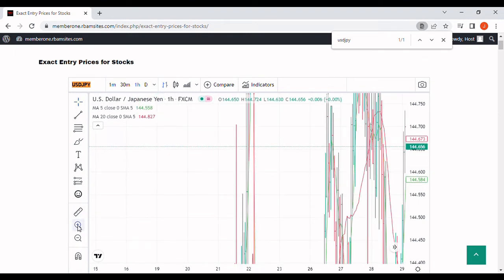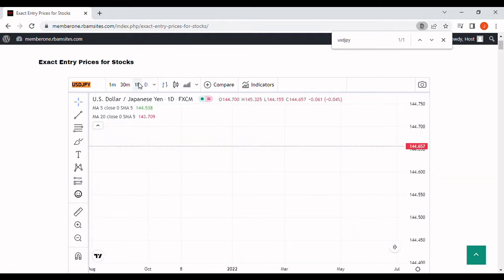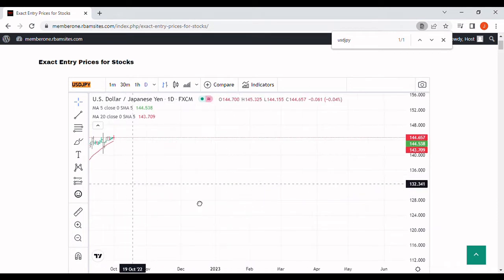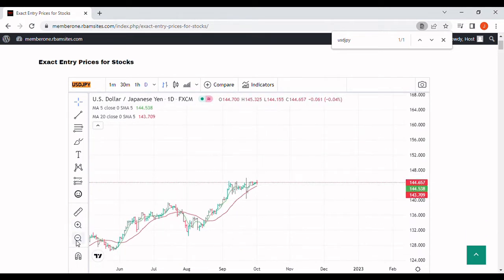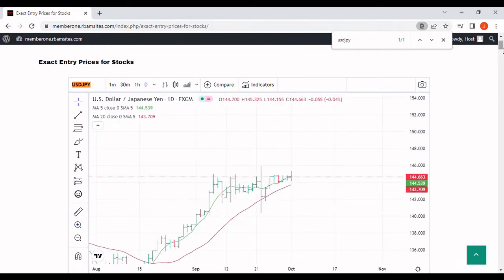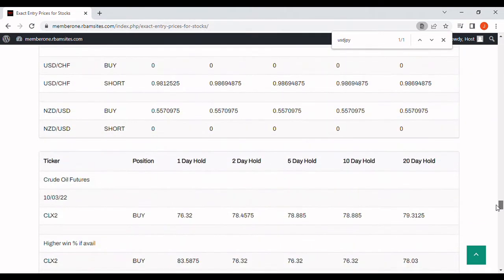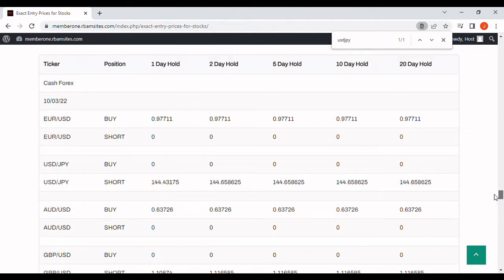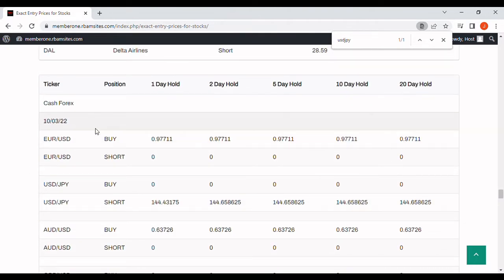What we want to do is fix this chart and get it to the daily here, or we can use a variety of things on here, but let's get it to the daily. So this is a daily chart of the yen, and let's expand it a little bit. And we go down here to RBAM Research entry prices for currencies, which we put out every morning before 7 a.m., Monday through Friday, and we find the yen. We go to the 1 day column.